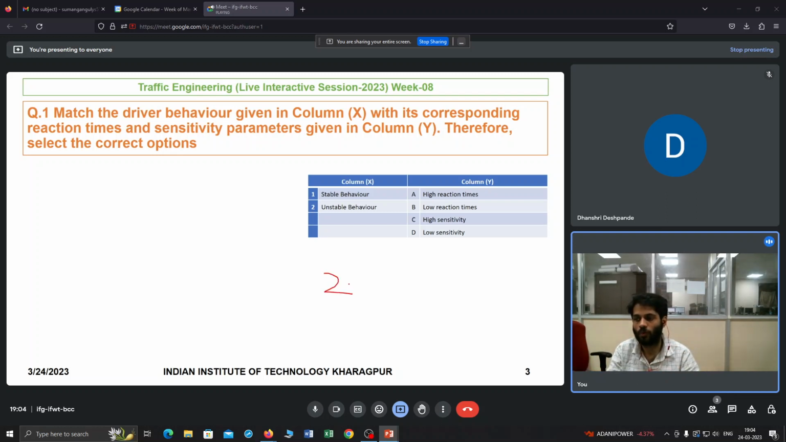So your 2 obviously is A, and obviously your 1 is B. And then because your reaction time is high, your sensitivity is also higher, which means your acceleration will be quick, so your sensitivity will be quick. So this is what 2 A C and this is what 1 B D.